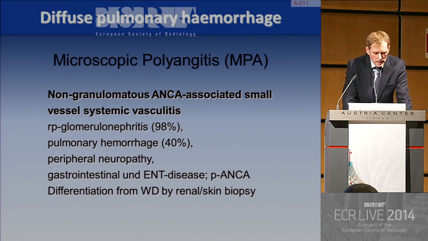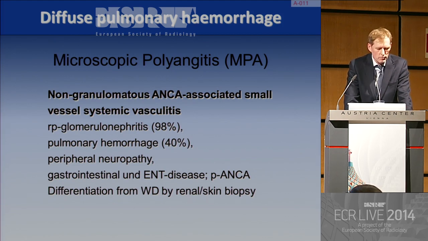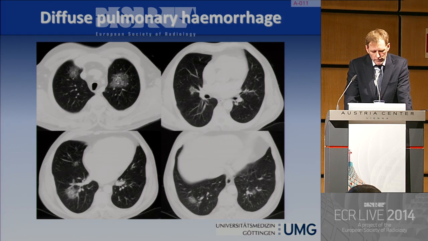Another disease, which is systemic, goes into vasculitis now. We have a microscopic polyangiitis, or MPA, which is a non-granulomatous, ANCA-associated small vessel systemic vasculitis. And many patients, but they are still less than 50%, suffer pulmonary hemorrhage, which is often dangerous to these patients and a sign of a poor prognosis. And most patients have a rapidly progressive glomerulonephritis. So we again have sometimes in different places or all over the place evidence of diffuse pulmonary hemorrhage.